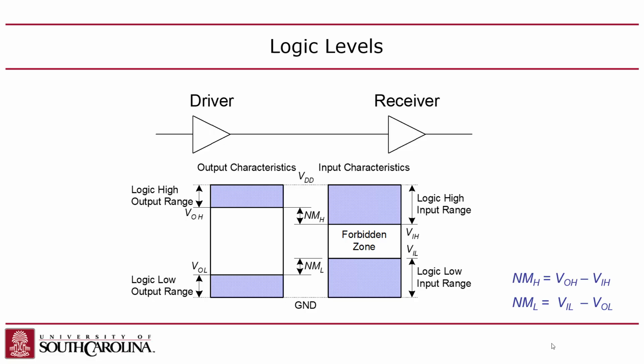And this just shows the same thing again. So the noise margin high is VOH minus VIH. Noise margin low is VIL minus VOL. And again, I just want to point out that the input side is swapped, depending on if you're high or low, when you take the difference. Okay, any questions about that?